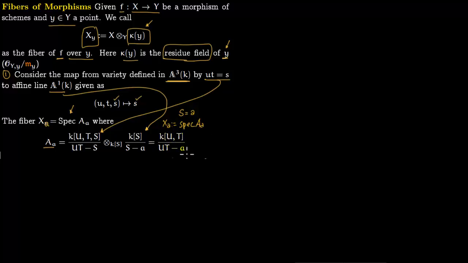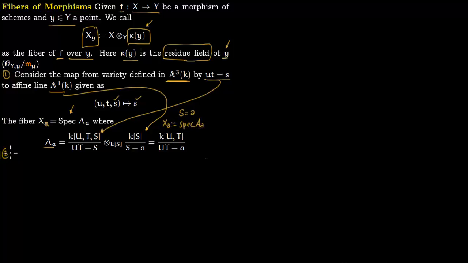So now you can see for every a you have this fiber. You keep on varying a, and you keep on getting different schemes X_a. So you keep on taking prime spectra of those. So this was the first example.